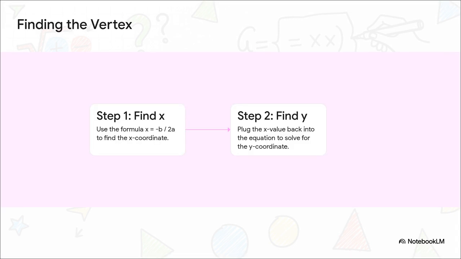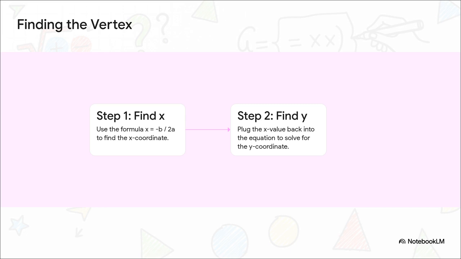The answers, which we call the solutions or the roots, are simply the x-intercepts you can literally see on the graph. Now, to sketch that graph accurately, the most important point you need to find is the vertex. That's the lowest or the highest point of the parabola. And guess what? There's a handy little formula for that too. The x-coordinate of the vertex is always -b divided by 2a.